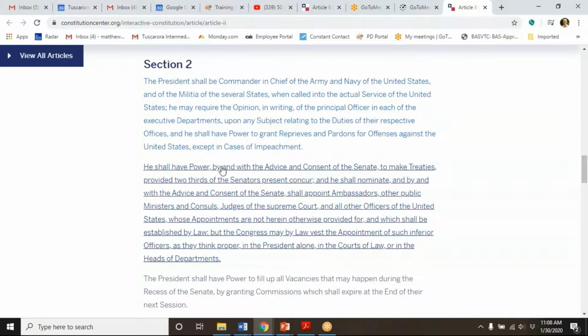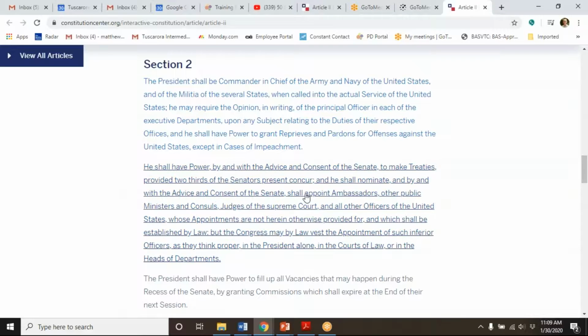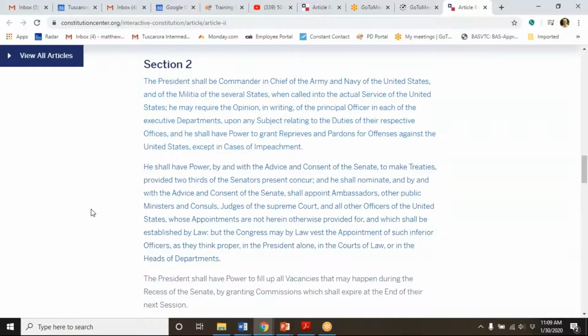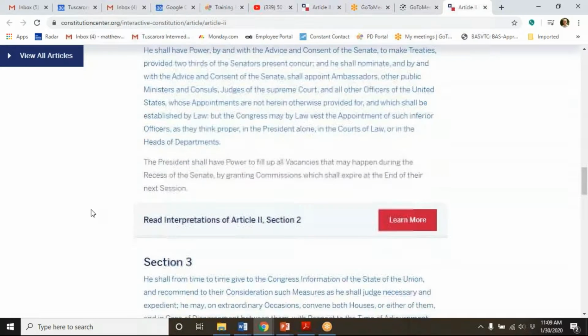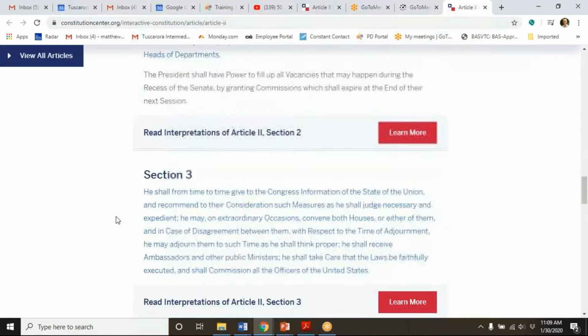He shall have power, by and with the advice and consent of the Senate, always talking about checks and balances, balancing of power, to make treaties, provided two-thirds of the senators present concur. Concur means to agree. And he shall nominate, and by and with the advice and consent of the Senate, shall appoint ambassadors, other public ministers and consuls, judges of the Supreme Court, and all other officers of the United States. So we'll talk about that in a little bit of detail. So that's some of the powers and duties of the presidency, Section 2.